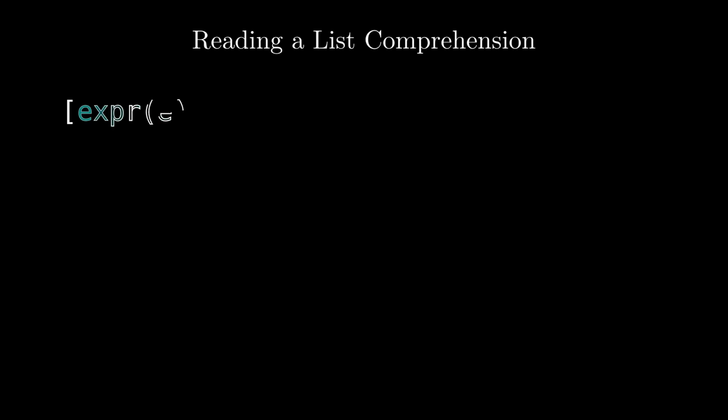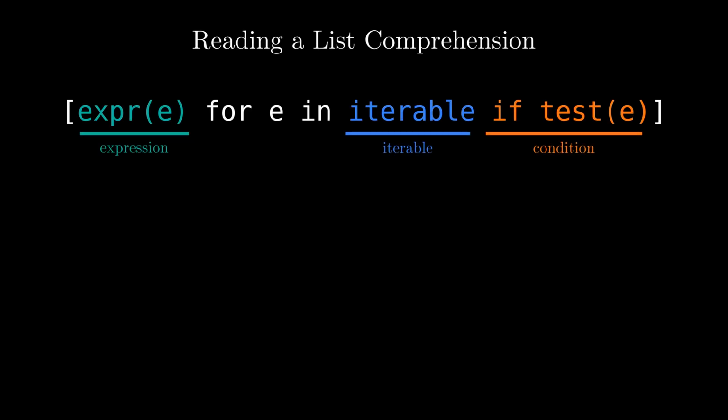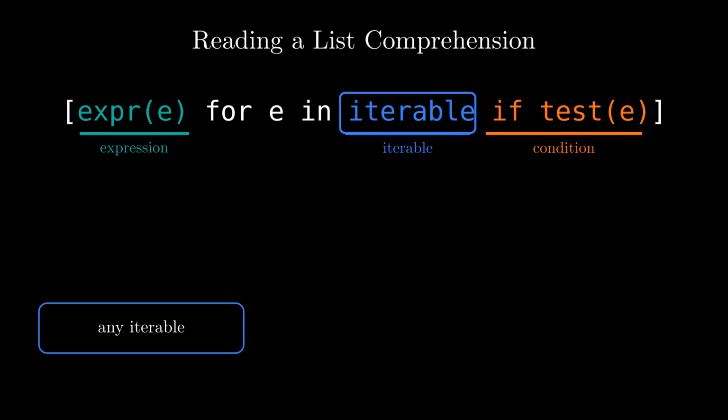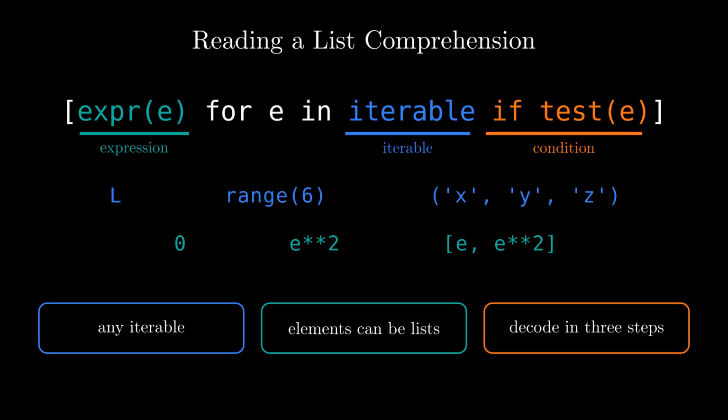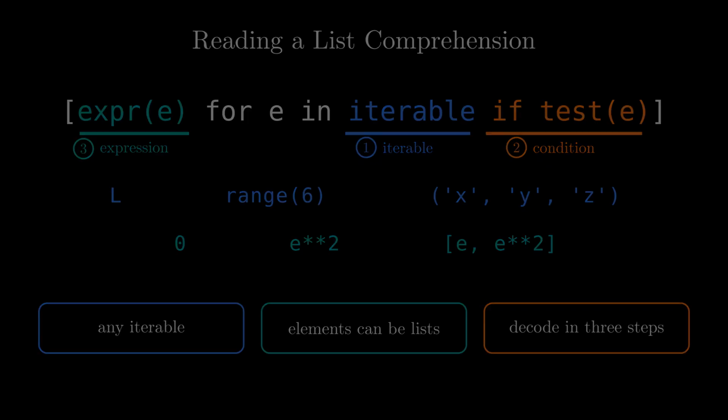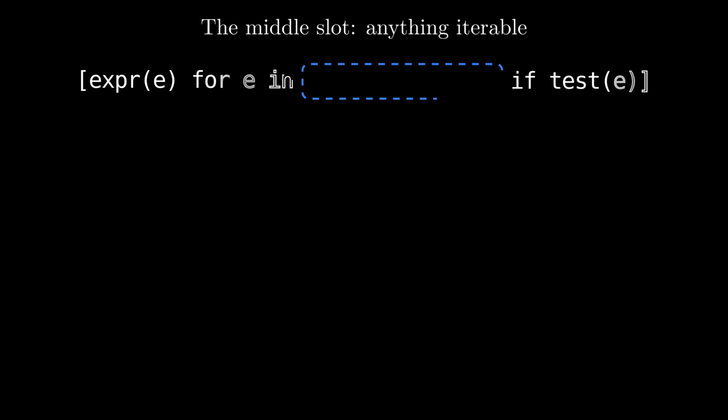The comprehensions you've seen so far read an existing list, but the list was never the point. Anything Python can loop over will drive a comprehension, and what comes out doesn't have to be a plain number. Each element can itself be a list, and once you know the shape, you can decode any comprehension you meet in 3 steps. Start with the middle of the comprehension, the part that supplies the values.